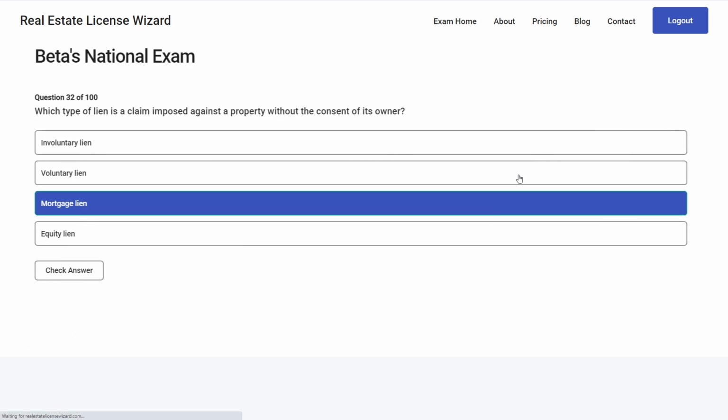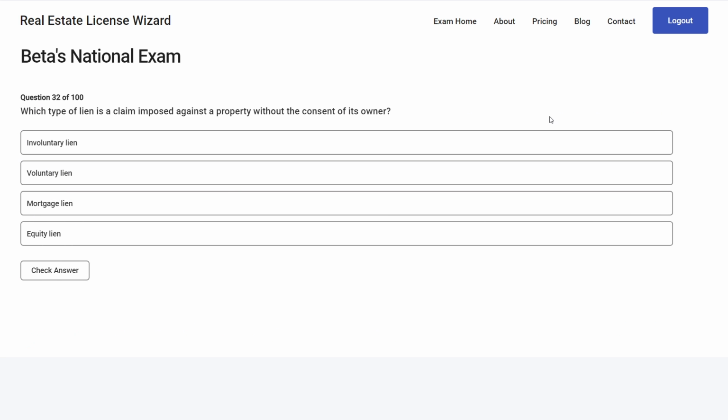All right, next question. 32. Which type of lien is a claim imposed against a property without the consent of its owner? All right, gives us four options. Is it an involuntary lien, a voluntary lien, a mortgage lien, or an equity lien? All right, think that one over. Come up with an educated answer. Did you guys figure it out?